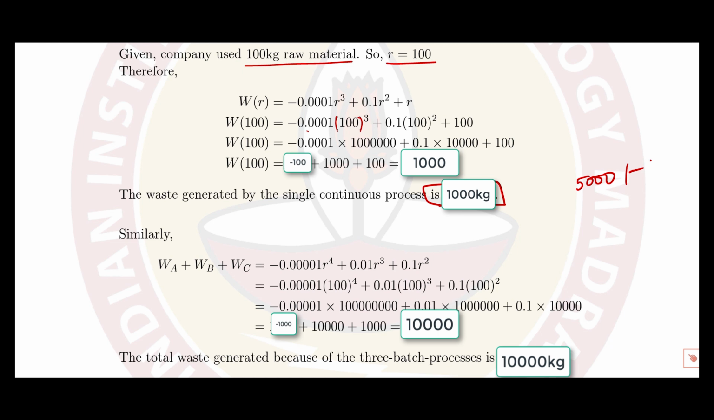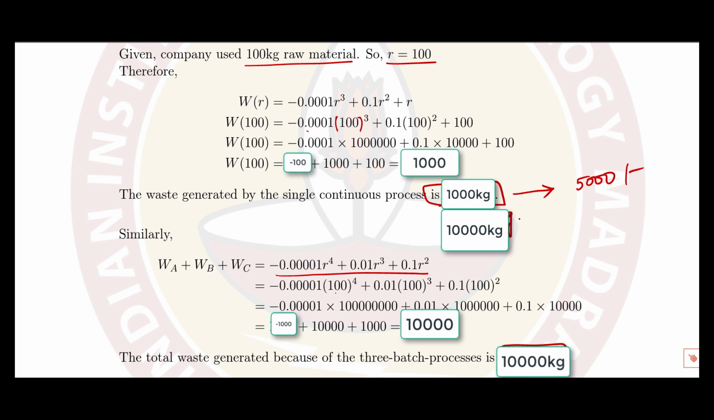So now we find the waste generated by the 3 batch process. We have W of WA plus WB plus WC is equals to given by this polynomial. So if we substitute 100 in place of R, we get 12,000. So the total waste generated because of this 3 batch process is 12,000 kg. So for 1200 kg, it costed 5,000 rupees for treatment.